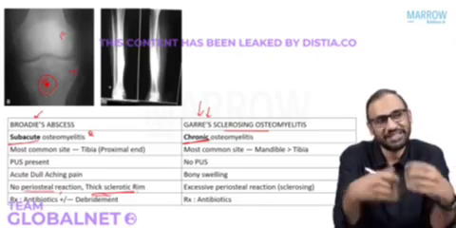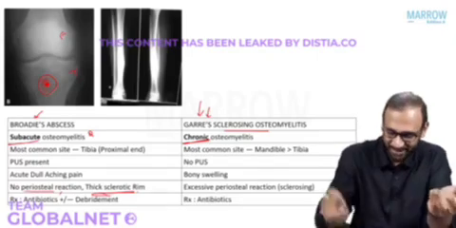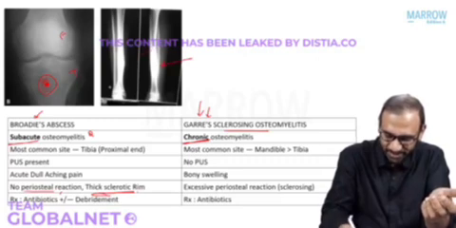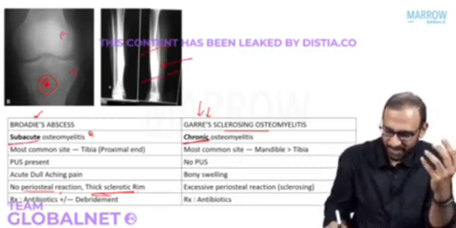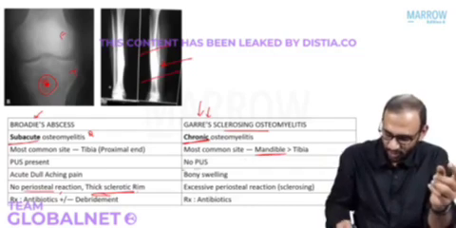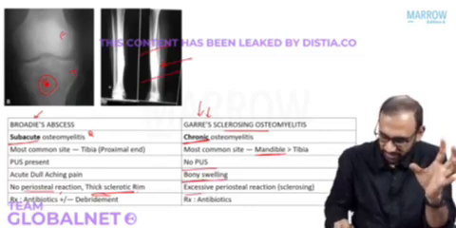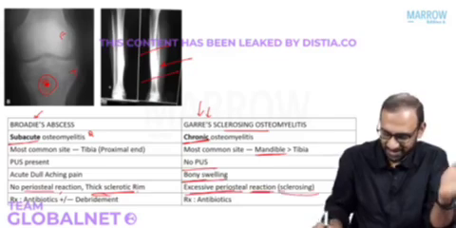The organism is dead, no doubt, but there is excessive bone formation also. That is what happens. You see this thick, dense bone that is being formed here. That is Garre's sclerosing osteomyelitis, right? The most common site here is the mandible. There is no pus, but there is excessive bone swelling because of excessive periosteal reaction. That's why it is sclerosing.